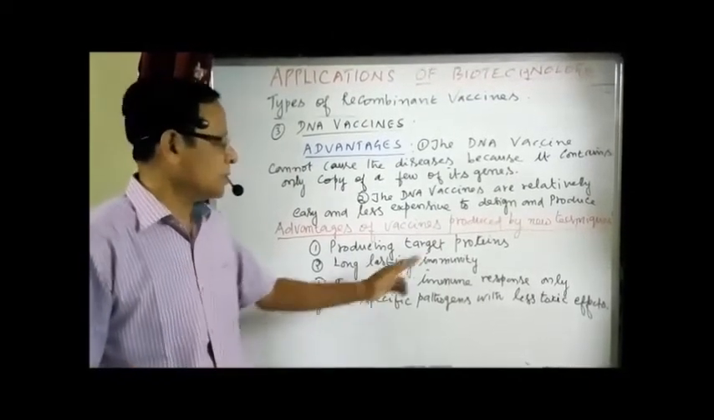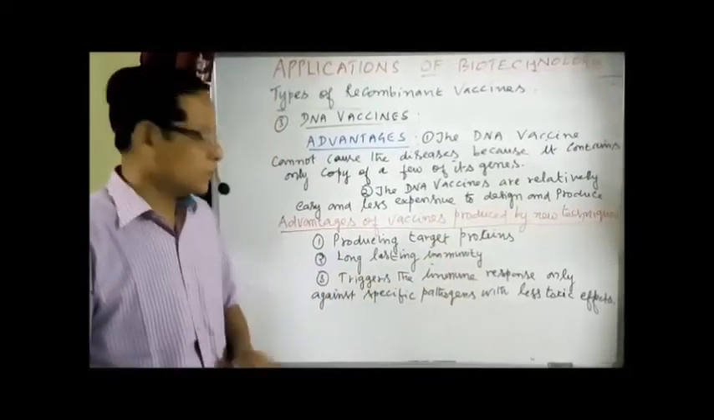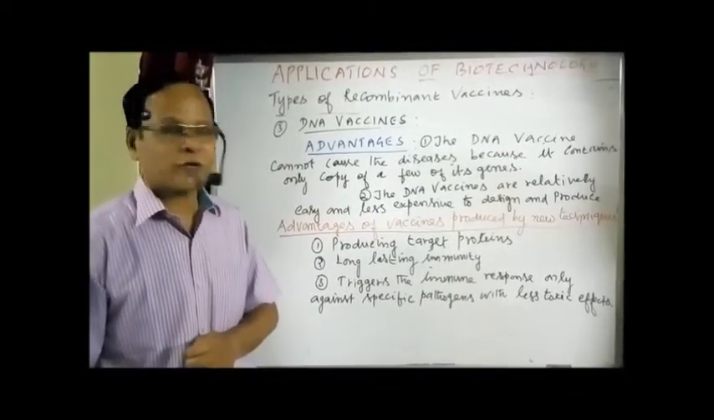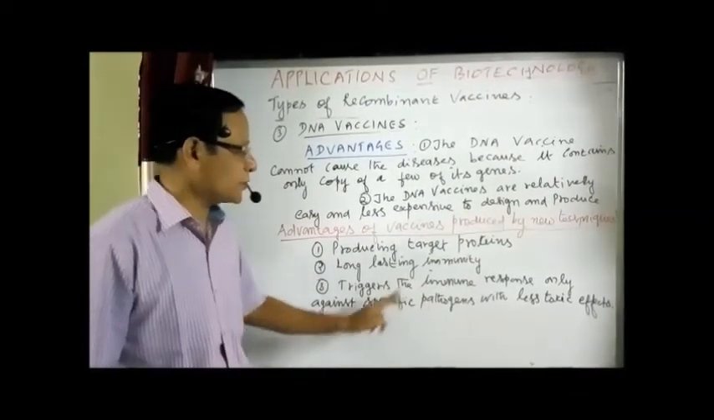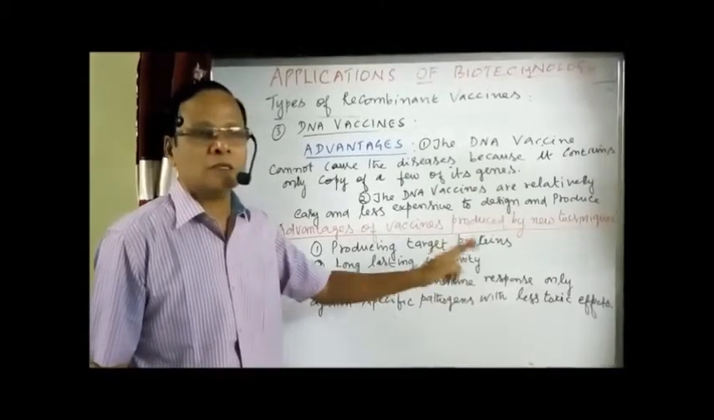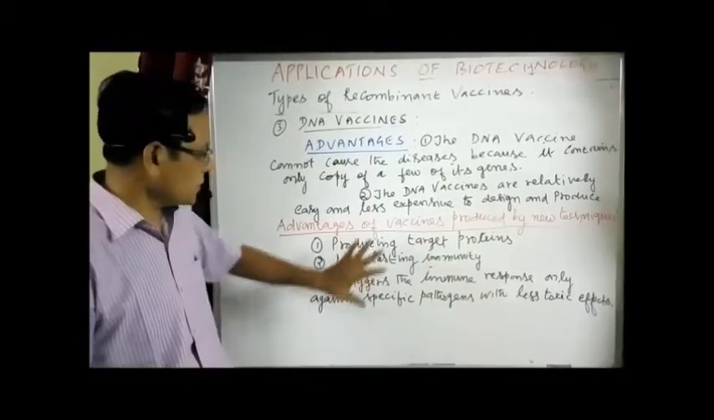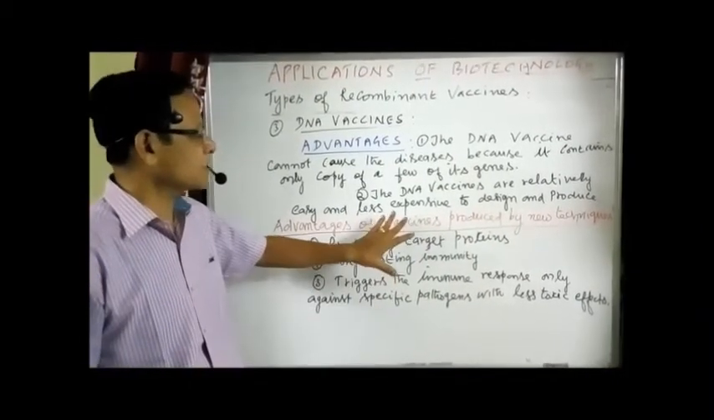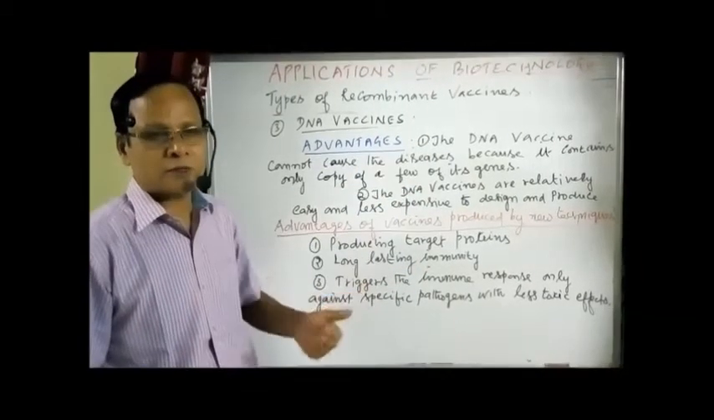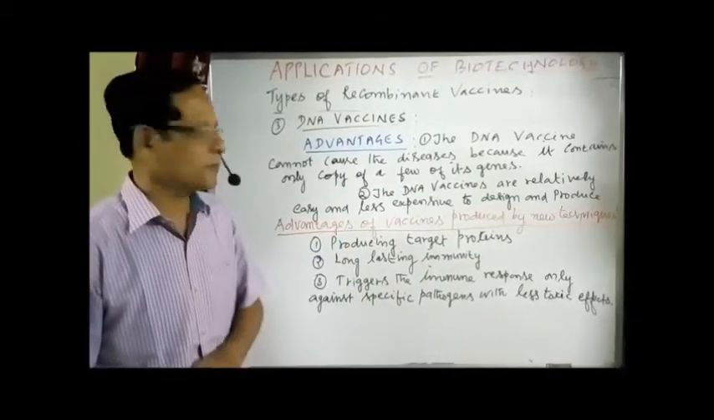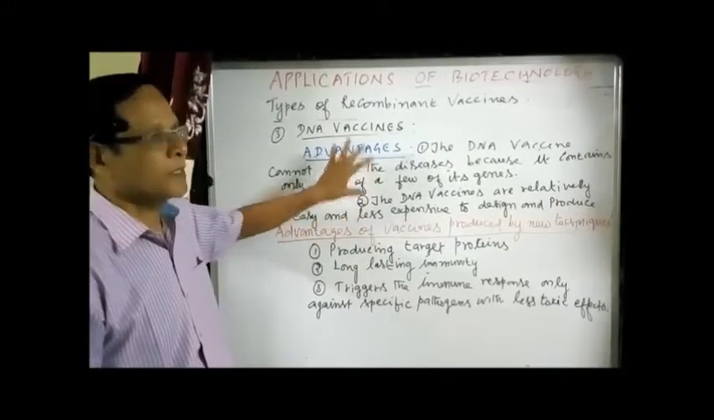You see that one? The immune response is triggered by these recombinant vaccines only against specific pathogens with less or least toxic effects. These are all the common advantages of vaccines produced by the new techniques, what is called recombinant DNA technology. These are the advantages of DNA vaccines.